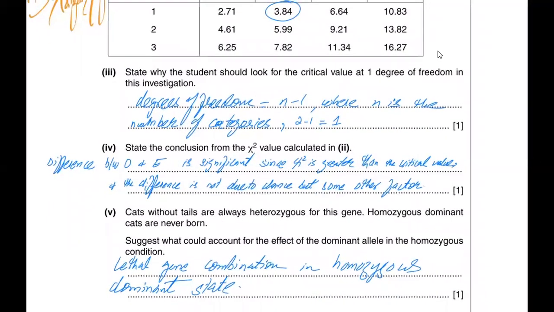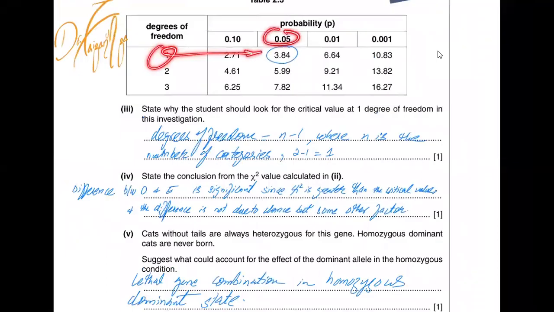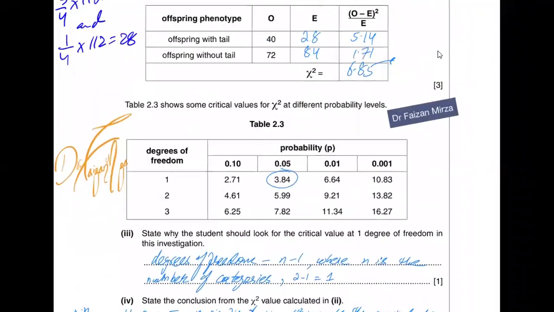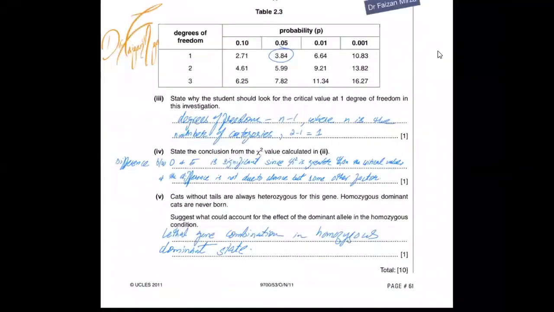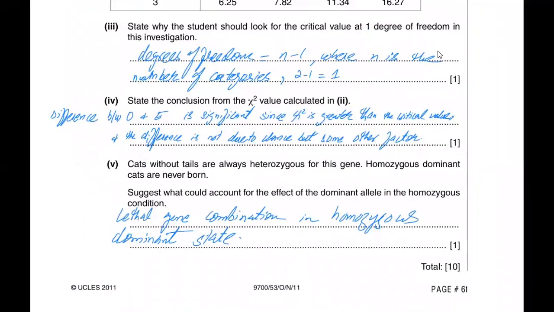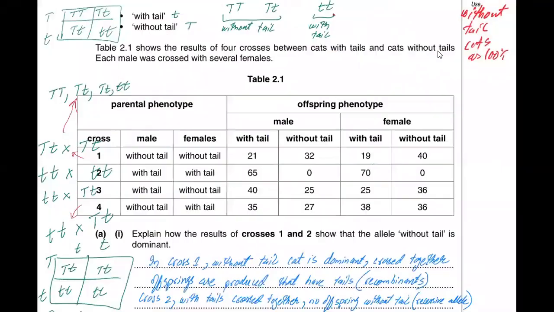State the conclusion from the chi-squared value. So if we go for the degree of freedom 1 and the probability level 0.05, we get the critical value of 3.84. Our chi-squared value is 6.85. So if we compare the chi-squared value with the critical value, we know that the chi-squared value is greater than the critical value. So whenever the chi-squared value is greater than the critical value, the difference is not due to chance and it is due to some other factor. And that some other factor tells you that there is something going on and the offsprings are not being produced in the 3:1 ratio. This ratio is missing. Something is just not going the way it should. It's beyond what we are expecting.